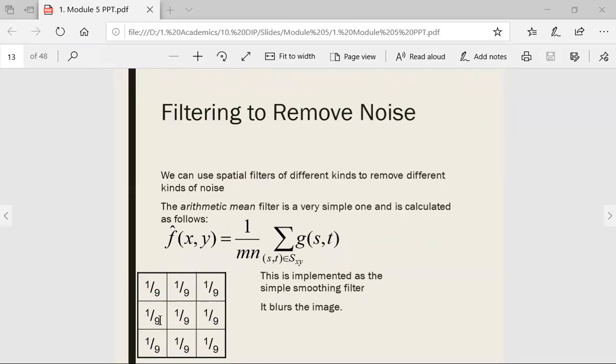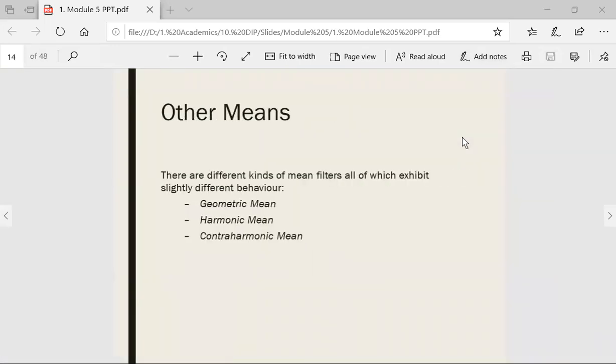So this mask is 1 by 9, 1 by 9, 1 by 9. If the pixel value of an image is 1, when it is multiplied by 1 by 9, you're going to get some 0.1 value. So it is going to blur, or remove the values, that is the noise present there. There are different kinds of mean filters: geometric mean filter, harmonic mean filter, and contraharmonic mean filter.